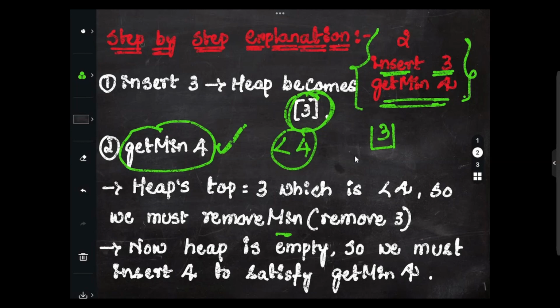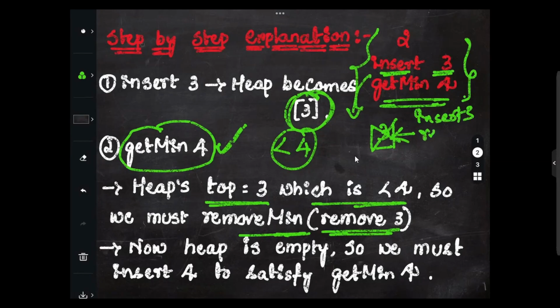First we have to remove this element, and then insert the element 4, and then we have to get the value 4, right? So the heap top equals 3, which is less than 4. So we must remove min, remove 3. So after inserting 3, we remove 3, or we can just write remove min, right? Now the heap is empty. After removing the top, which was 3, we performed the remove min operation here.